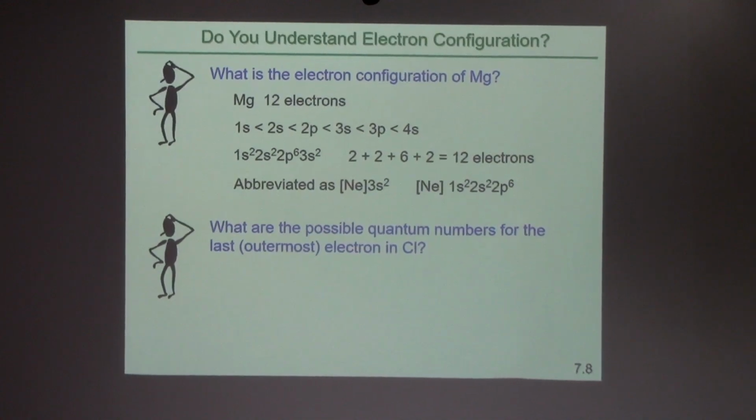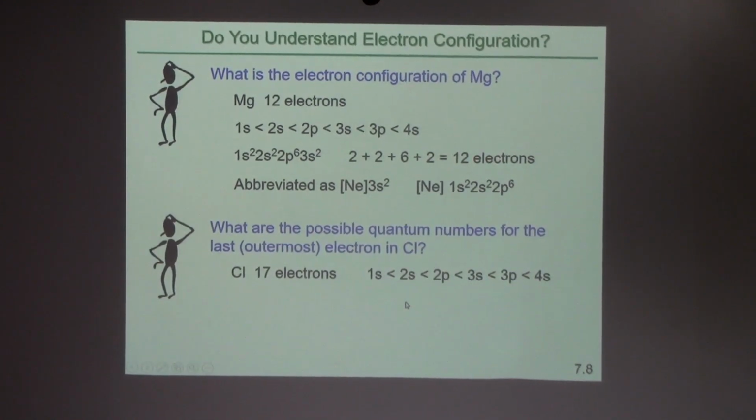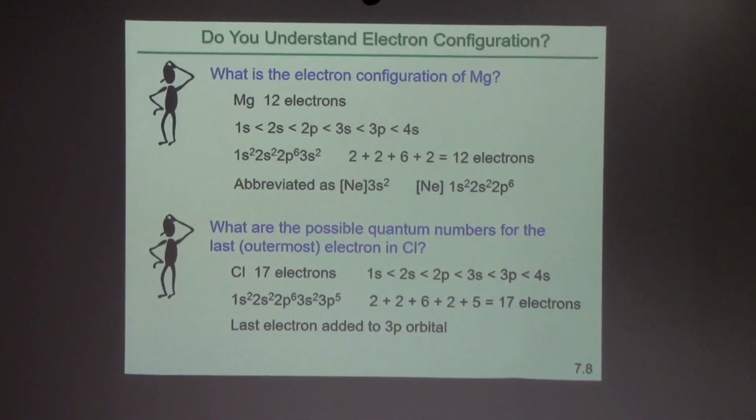So what are the possible quantum numbers for the last or outermost electron in chlorine? So you do the same thing. You look up the periodic table, you find out that there are 17 electrons. So you follow the rule, you fill 1s before you fill 2s, then 2p, and then you go all the way to 3p, so 1s2, 2s2, 2p6, 3s2, 3p5 is the electron configuration of chlorine. That gives us 17 electrons. The last electron added to 3p is the outermost electron, right?